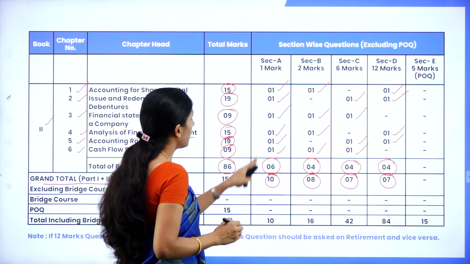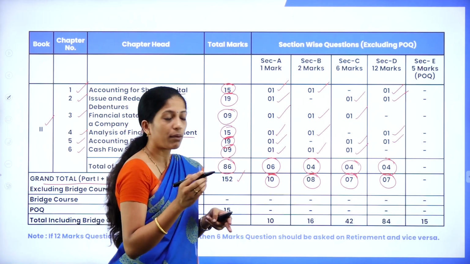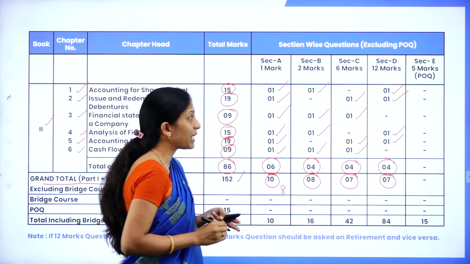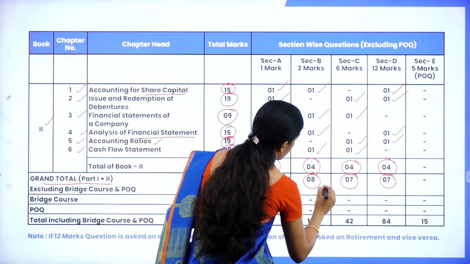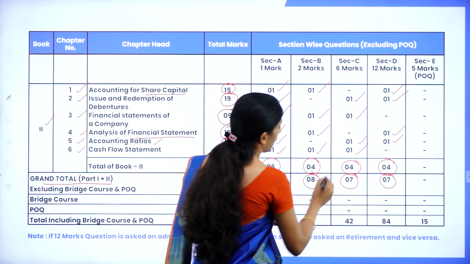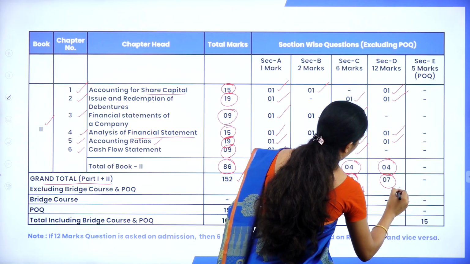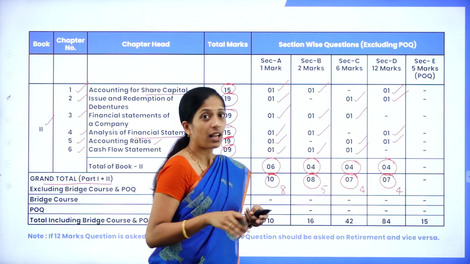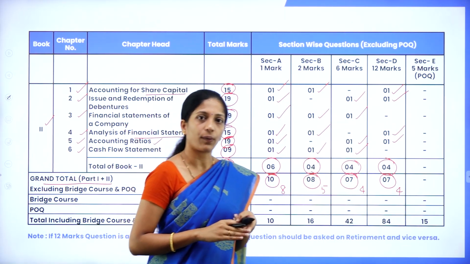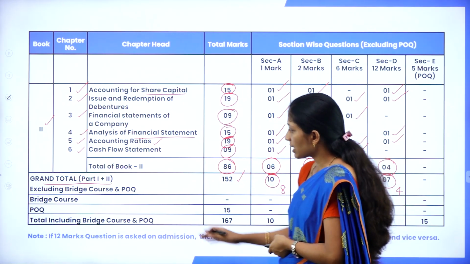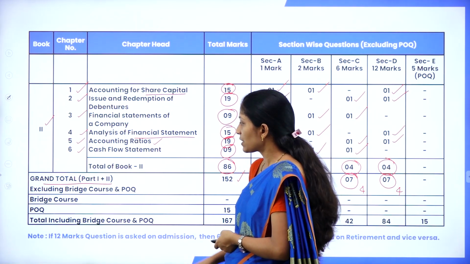Under section A, that is 1 mark questions, out of 10 you have to answer any 8. Under section B, out of 8 you have to answer any 5. Under section C, out of 7 you have to answer any 4. And section D, out of 7 you have to answer any 4. Next, 2 more practical oriented questions you have to answer. This is excluding bridge course as well as POQ.